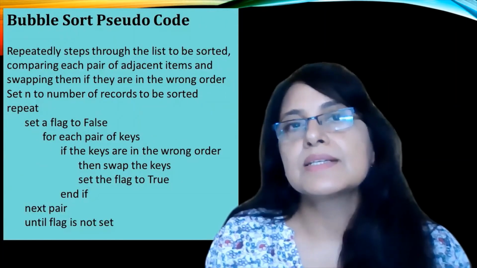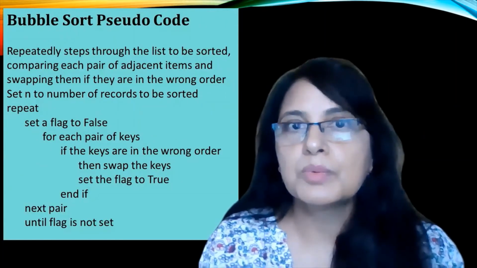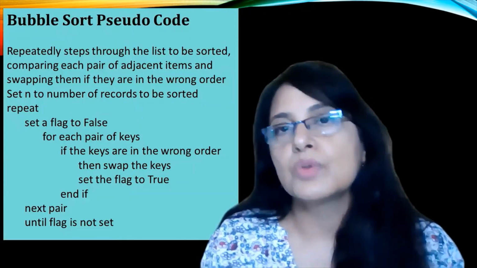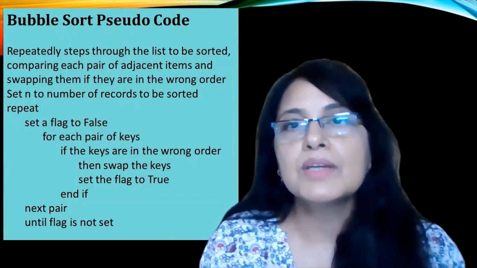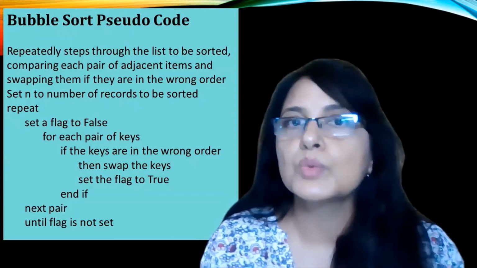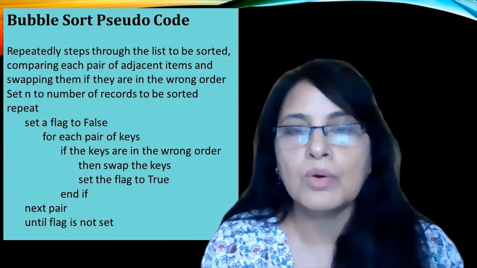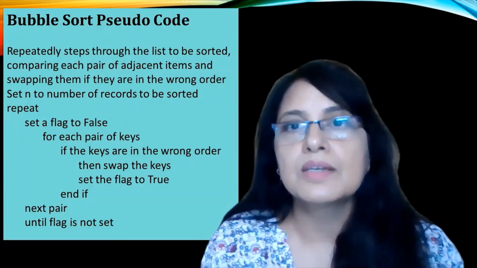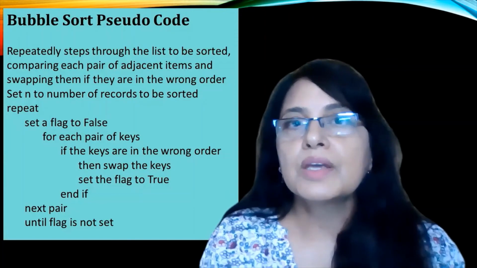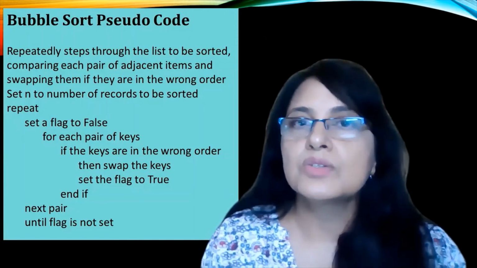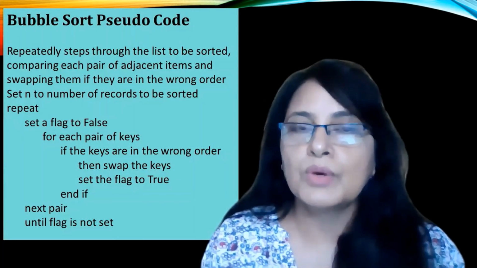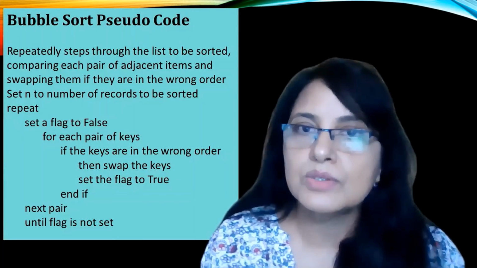Okay, we look at a pseudocode for bubble sort, where we will repeatedly go through some steps to sort a list by comparing two adjacent items and swapping them if they are in the wrong order. So this is basically to either sort ascending or descending depending on the program. Now we start with set n to a number of records to be sorted. Repeat the following steps, that is set a flag to false.